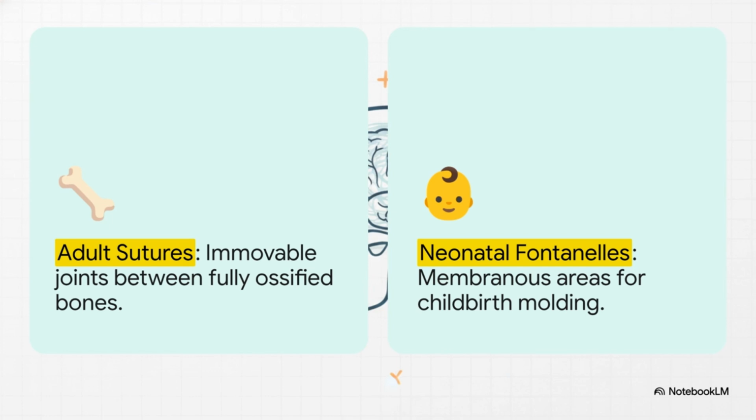But newborns, their ossification isn't finished yet. They have fontanelles, which are these flexible, membranous soft spots where 3 or more bones meet. Why? Well, the bones can't fuse early because they actually need to shift and mold so the baby's head can safely pass through the birth canal.